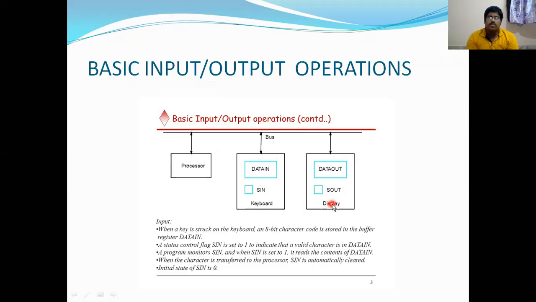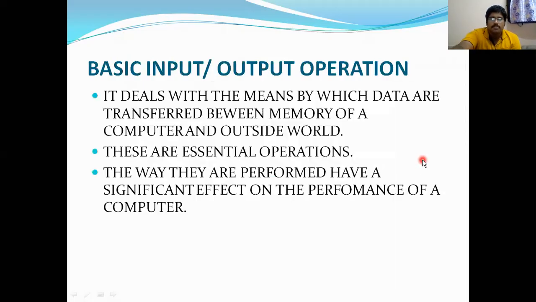So how does it happen? First of all, whatever data you enter on your keyboard is transferred into an ASCII value. The full form of ASCII is American Standard Code for Information Interchange.